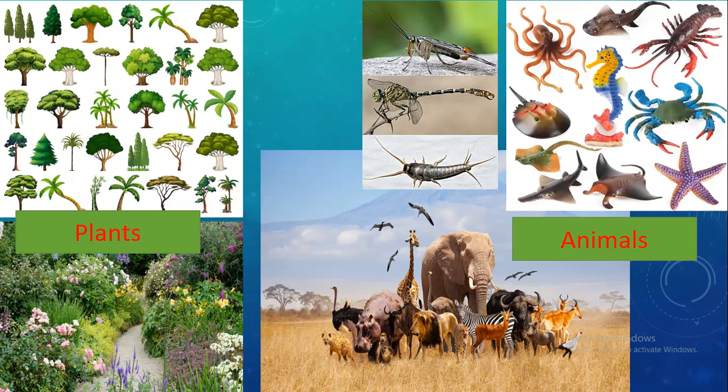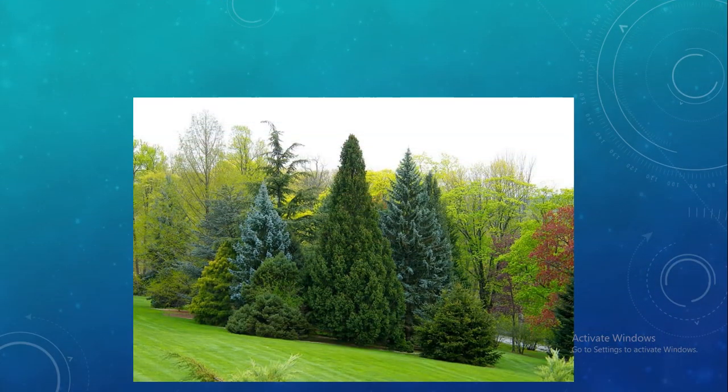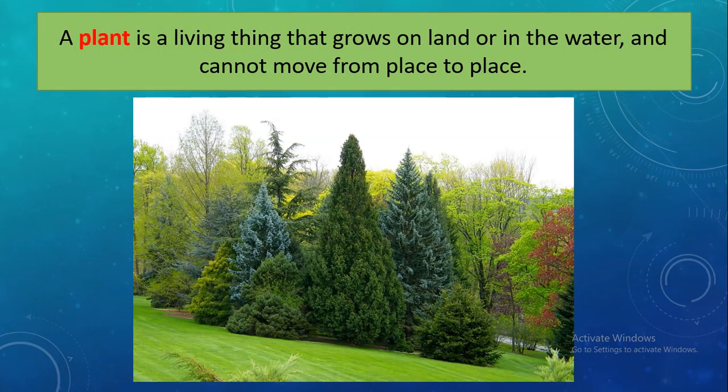Now, in this lesson, we're going to talk about plants. We're going to talk about parts of plants and their functions. Let's begin with this picture here. These are plants, right? I'm going to ask you a question now. What is a plant? A plant is a living thing. It grows on land or in water, and it cannot move from one place to another.